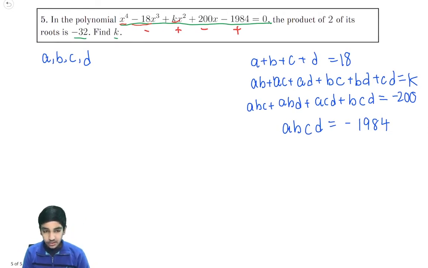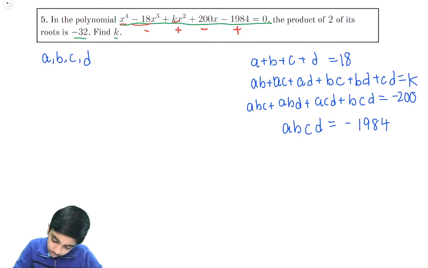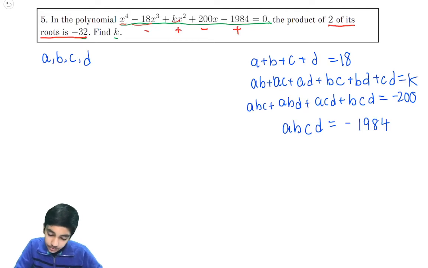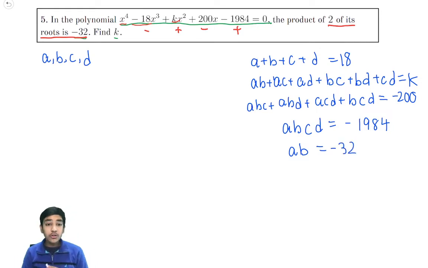So now what can we do? We also know that the product of two of the roots is negative 32. We don't know which two roots they are, but we can just assume that those two roots are a and b. It doesn't matter whether we say ab is negative 32, or ac or bd or whatever. So we can assume without loss of generality that ab is negative 32.